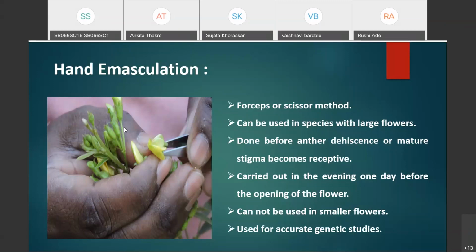Okay, therefore the flowers selected for emasculation are those that are likely to open in the next morning. Care should be taken to remove all the anthers from the flower. All the anthers, all the stamens from the flower should be removed without breaking them, and the most important thing, the gynoecium must not be injured.